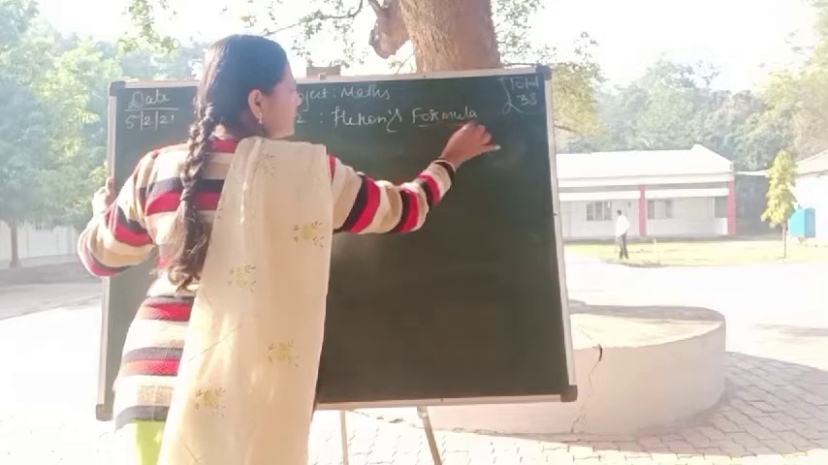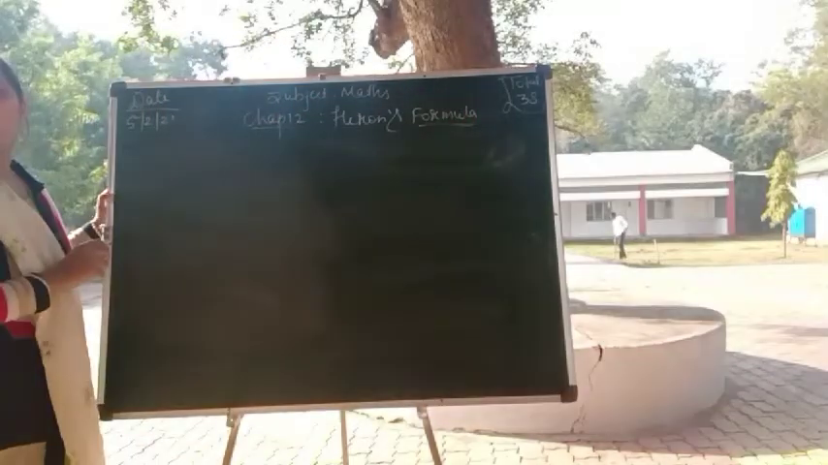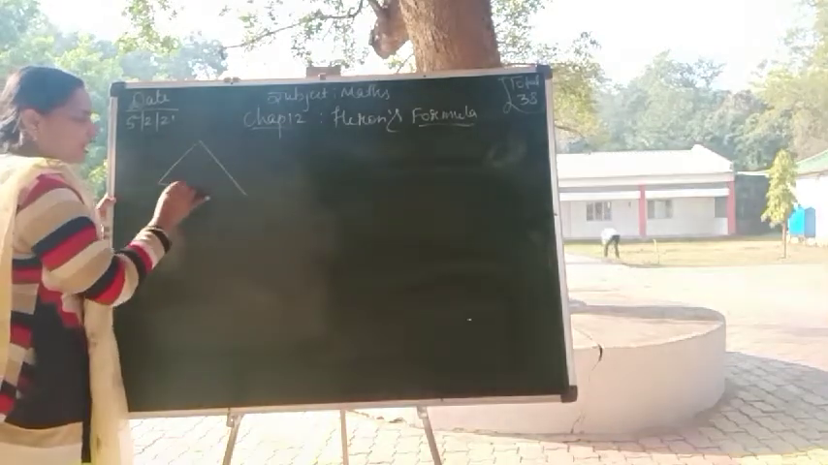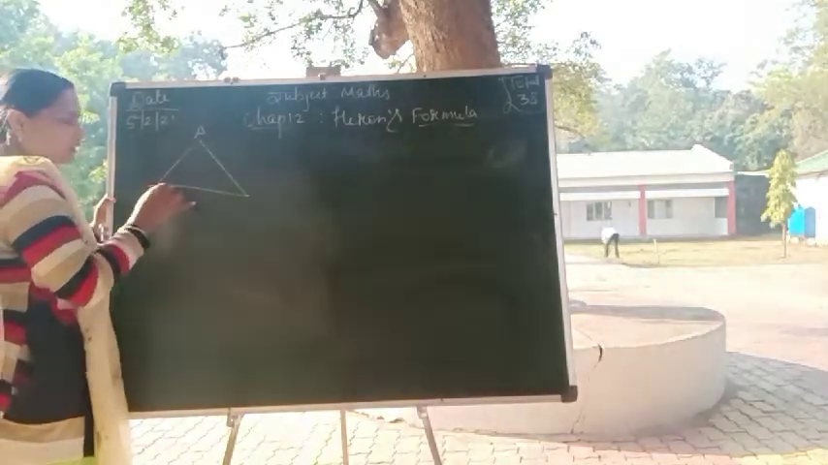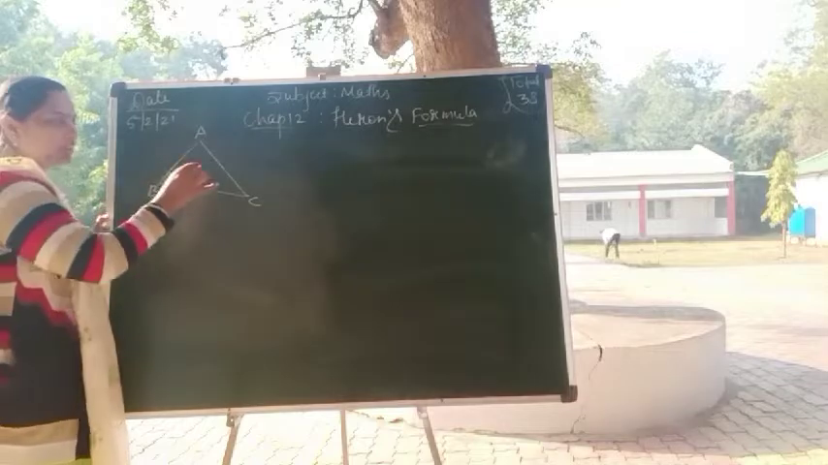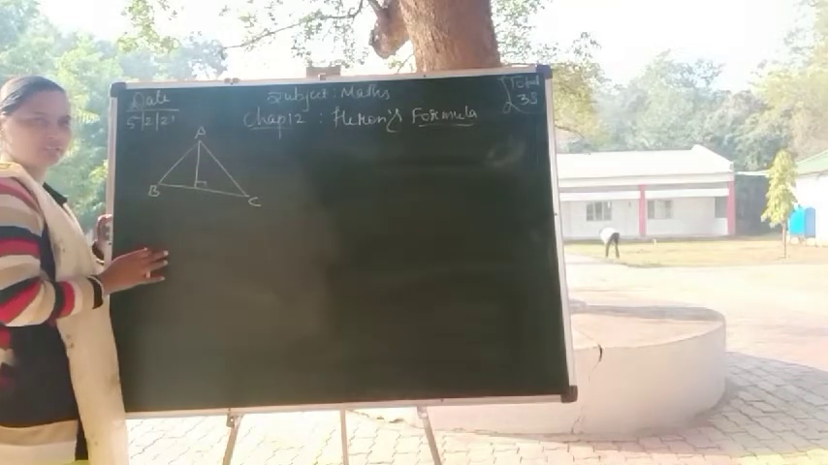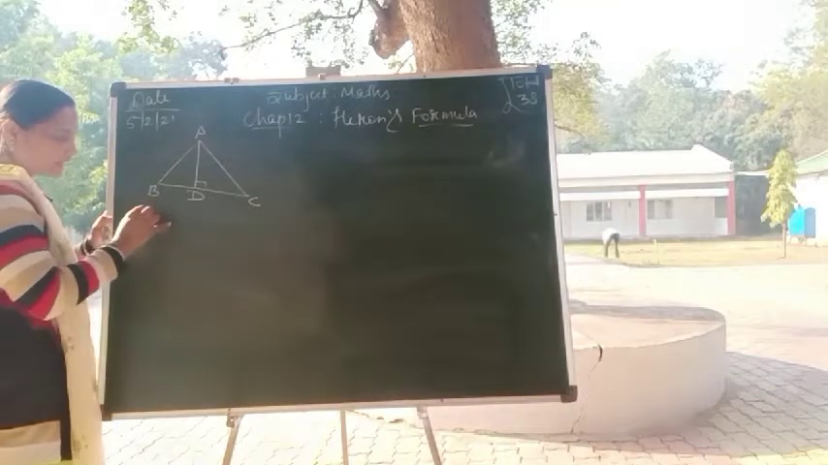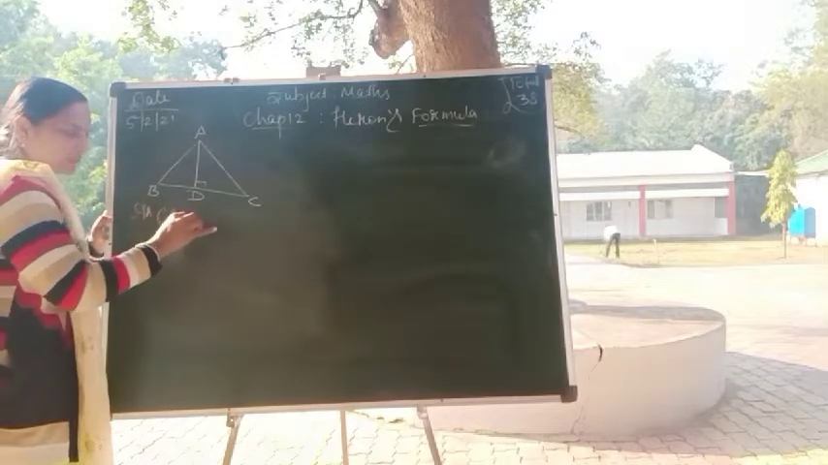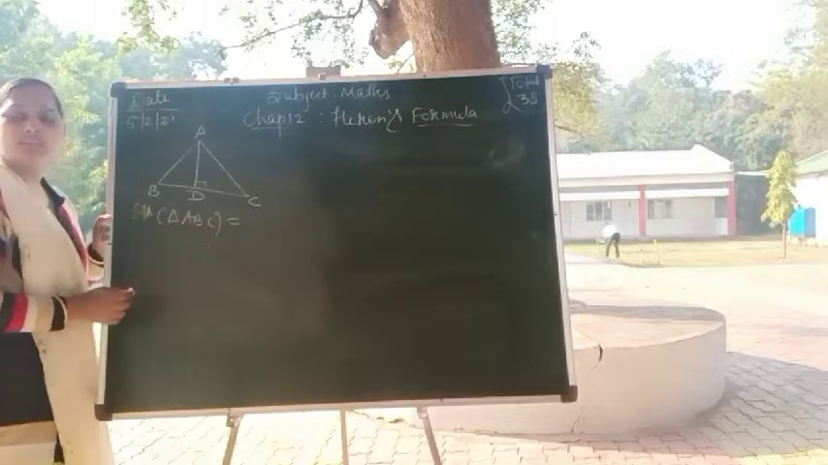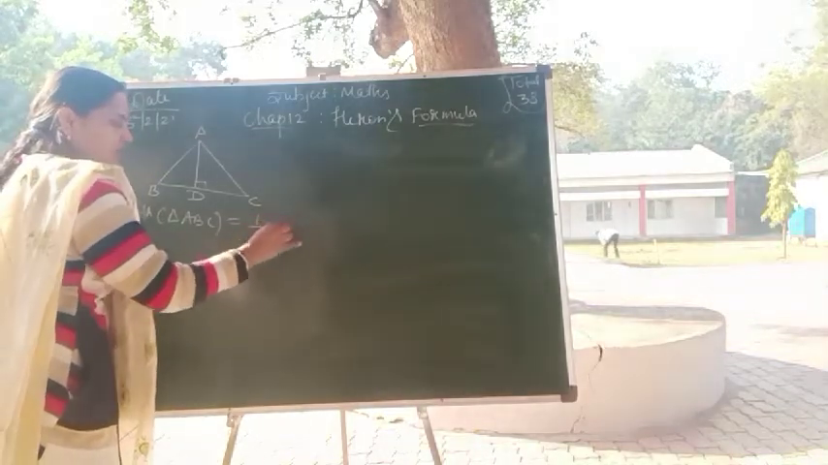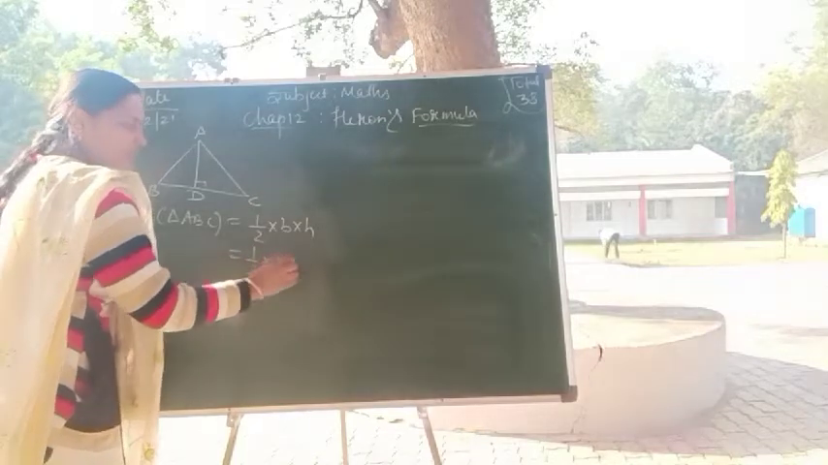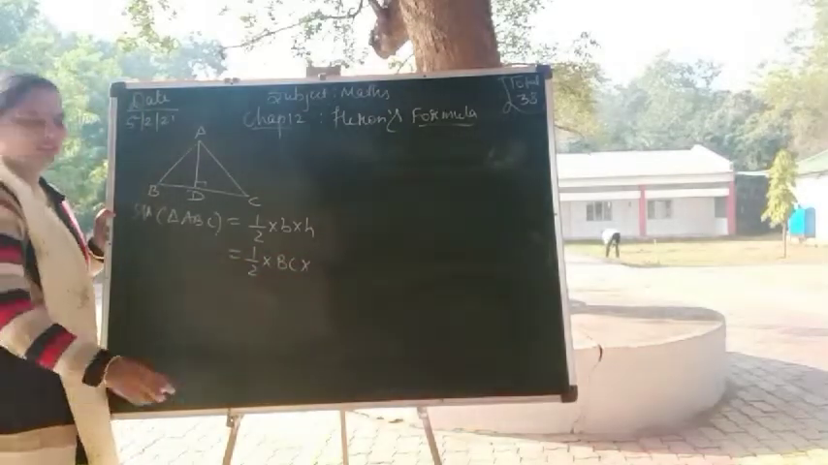In earlier classes, like in 7th, we have studied how to find out the area of a triangle. If I am given a triangle ABC, and there is a perpendicular line AD, how do we find out the area of triangle ABC? When you know the base and height, it is half into base into height. Half, base is BC, height is AD.